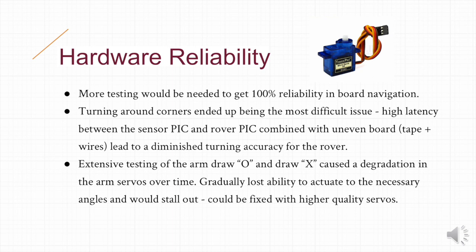In addition, extensive testing of the ARM draw X and draw O commands caused degradation in the servos over time. The ARM gradually lost its ability to actuate to the necessary angles and would stall out. This issue could be fixed by simply using higher quality servos.